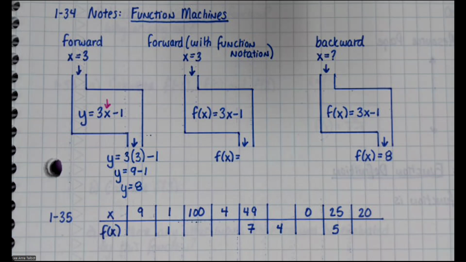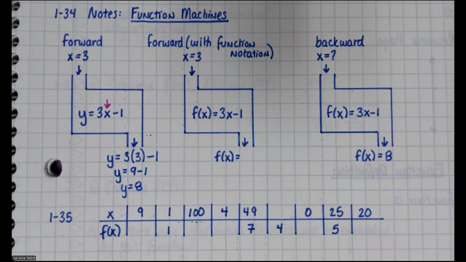Why do we use f of x? Because in the x spot, you'll get to the end of your problem and you'll be able to tell what the input and the output were. At the end of this problem, you just say the output's 8. But at the end of this problem, you'll be able to see the input was 3 and the output was 8. So you'll have all the information at the end. That's the reason that we use function notation. But the math is exactly the same.